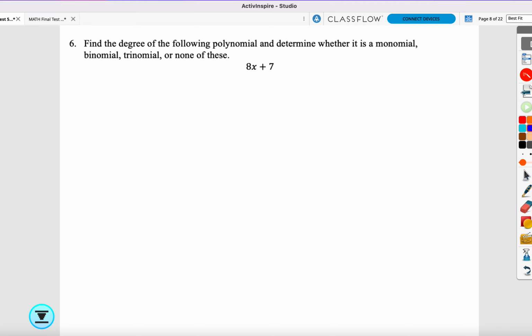All right. Find the degree of the polynomial and determine whether it is a monomial, binomial, trinomial, or none of these. So look at the polynomial. Remember, the degree is determined by the exponent on the letter. So this x has a 1, so the degree is 1.